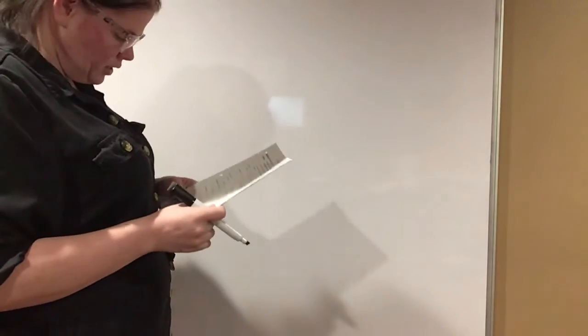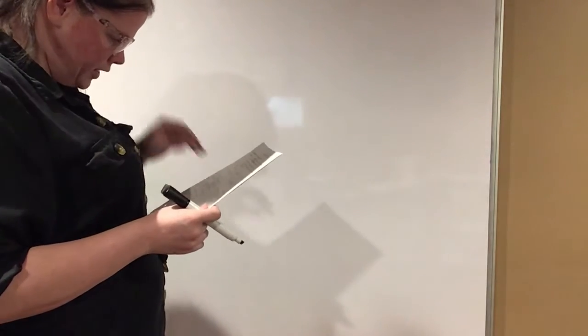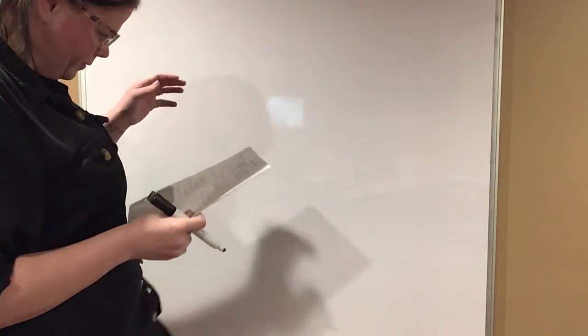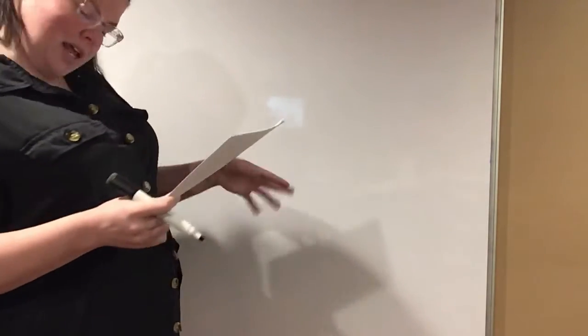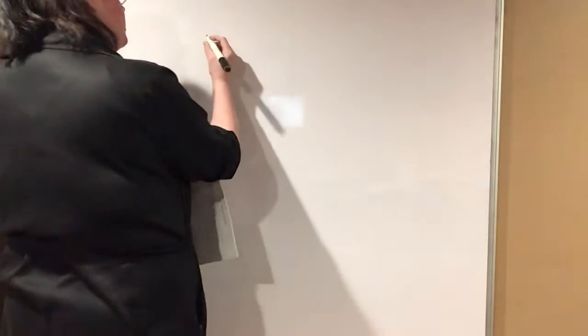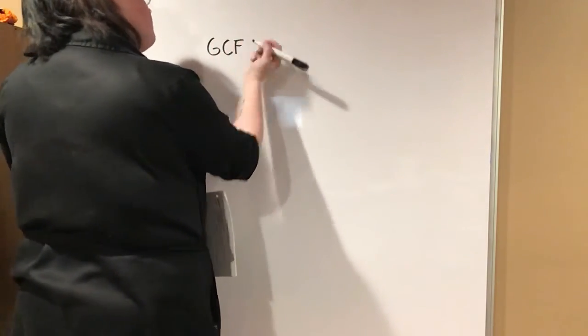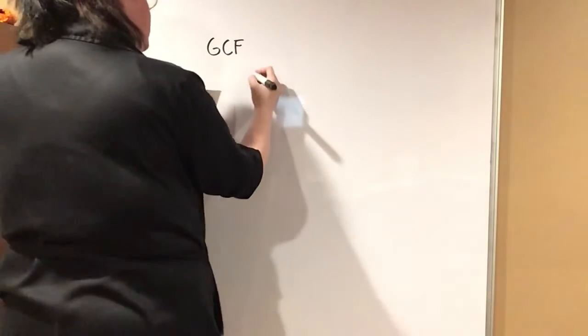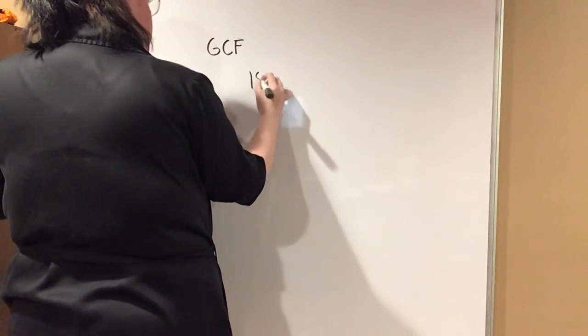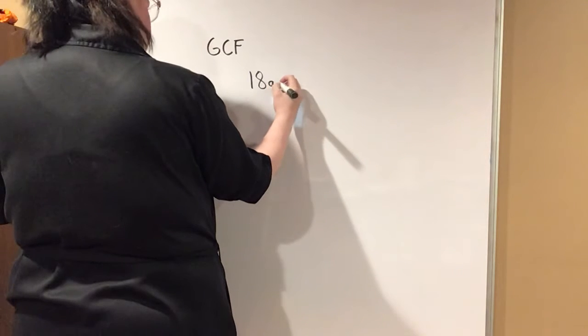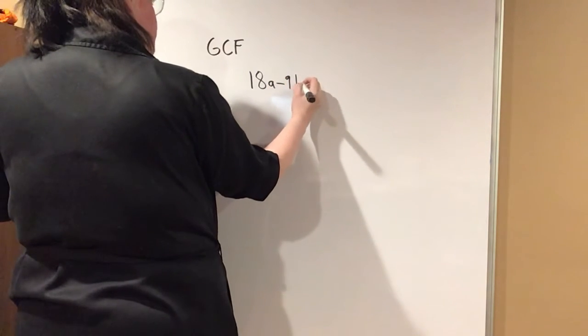Okay, so let's move on to factoring. I like factoring. I taught you a little bit about it with the factor trees, but now we're going to get a little more intense with it, I guess. So, we always have to find our GCF. GCF is our greatest common factor. So if we're looking at something like this, 18a minus 9b.